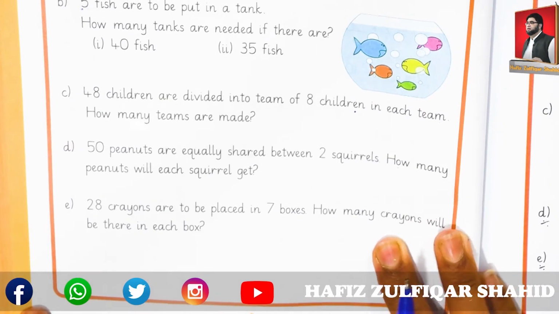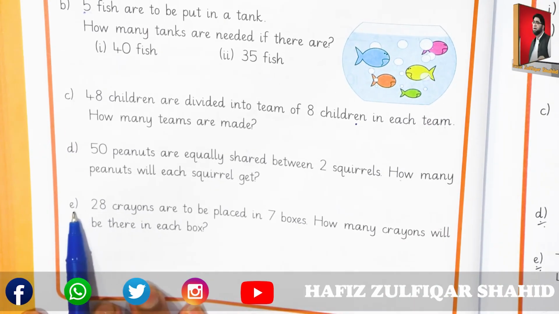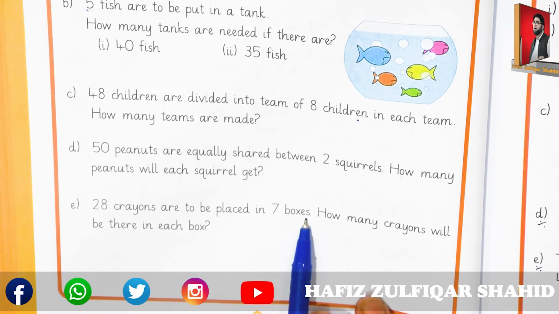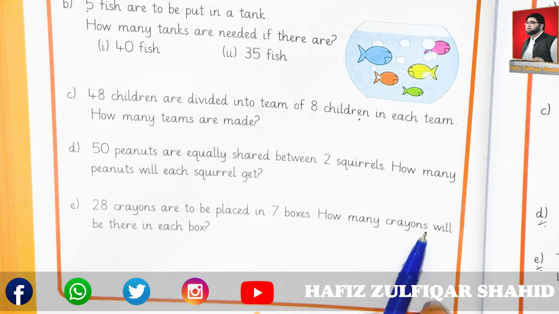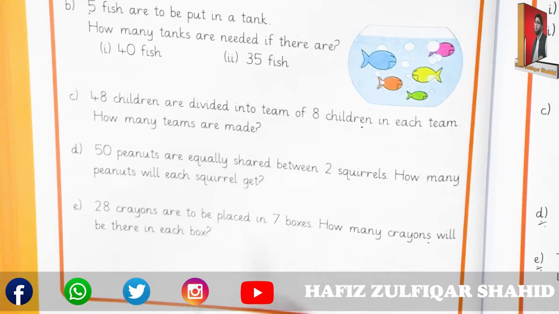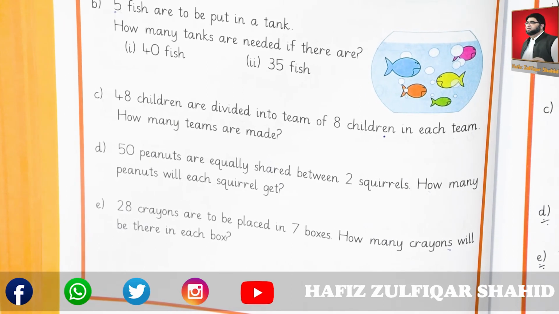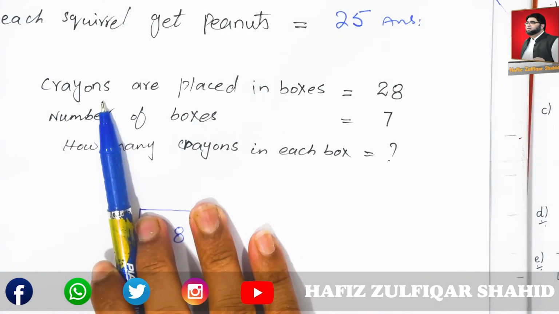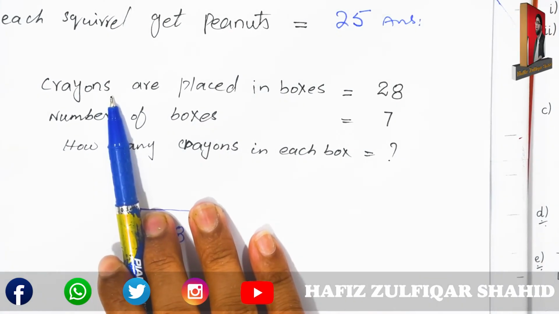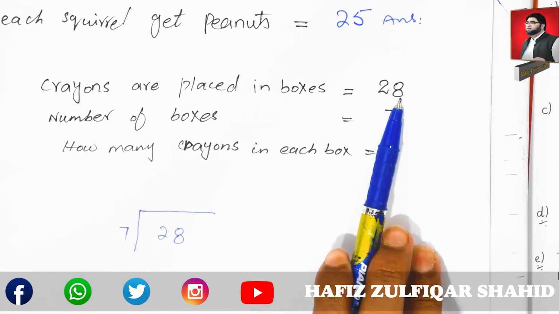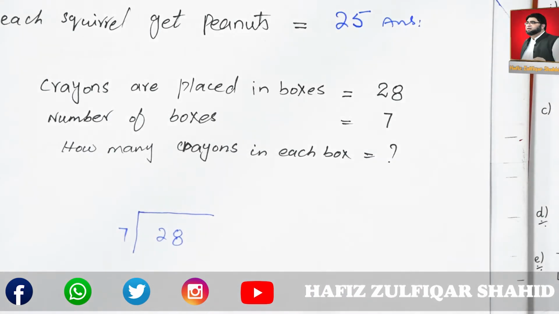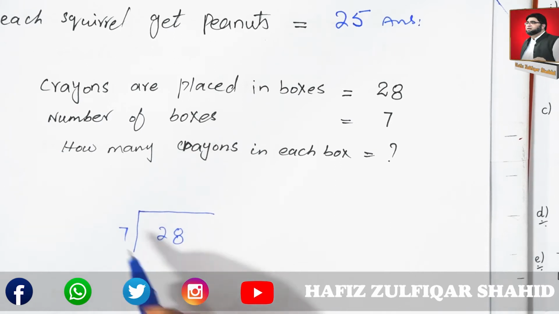Let's read the statement of the next question, E. 28 crayons are to be placed in 7 boxes. How many crayons will be there in each box? Now, how many crayons do we have and how many boxes do we have? Crayons placed in boxes are equal to 28. Number of boxes is 7. How many crayons are in each box? We have to find. Divide 28 with 7.